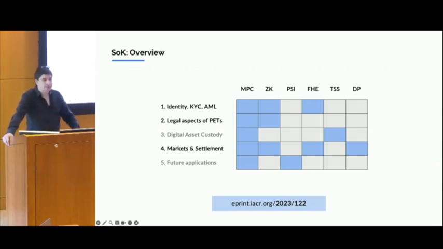And I hope this inspires you to look a little bit more into different privacy-enhancing technologies than just ZK, and realize the potential that this has to enable new applications in finance. Thanks, and that's it.